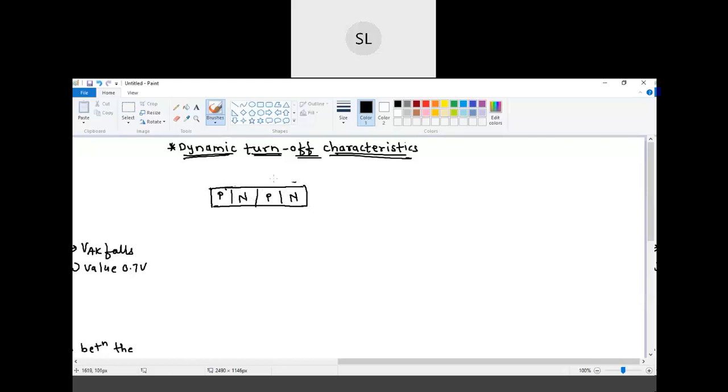Yes, Jatin is absolutely right. When anode current is less than holding current, that device will be turned off. Very good, Jatin. So if we reverse bias the conducting thyristor, and if we reduce the current flowing through the device below the holding current level of the thyristor, then the thyristor can be turned off, right? So let us have a look at the dynamic turn off characteristics of the SCR.